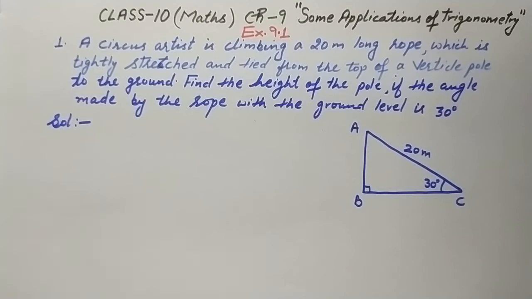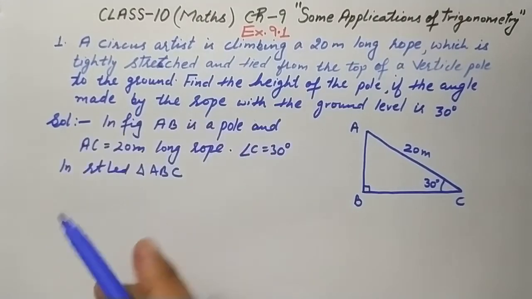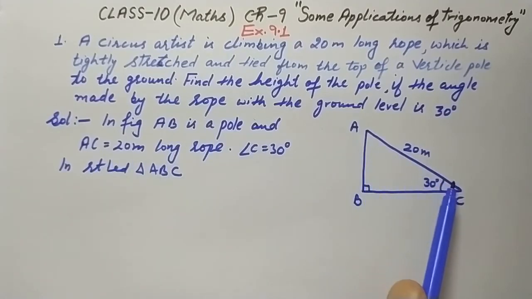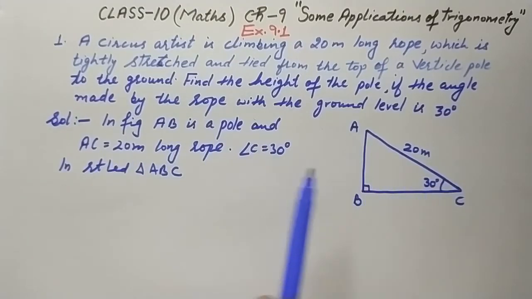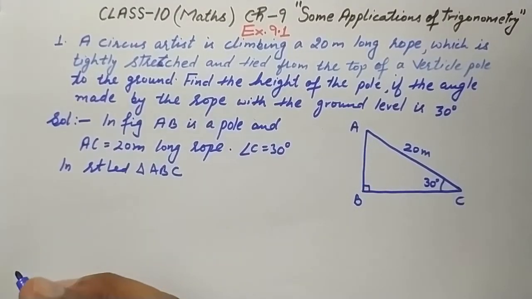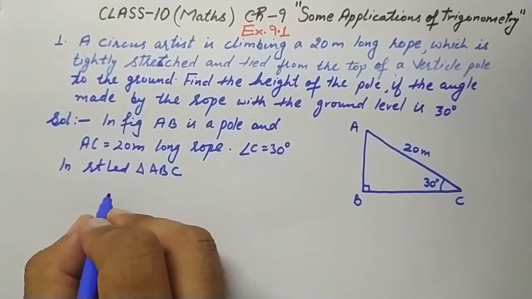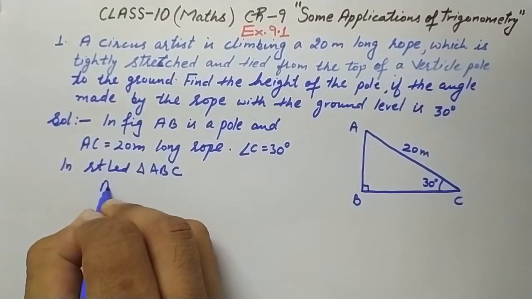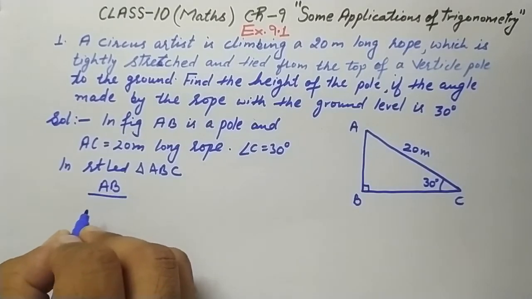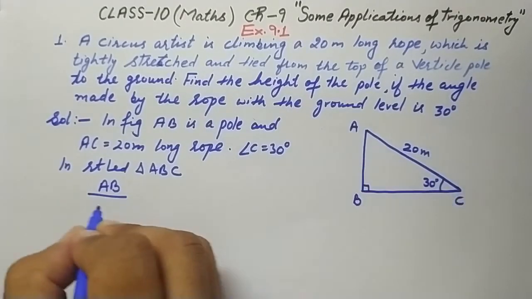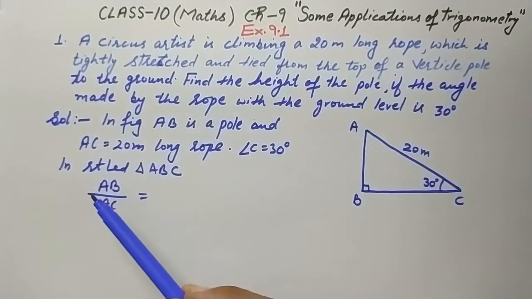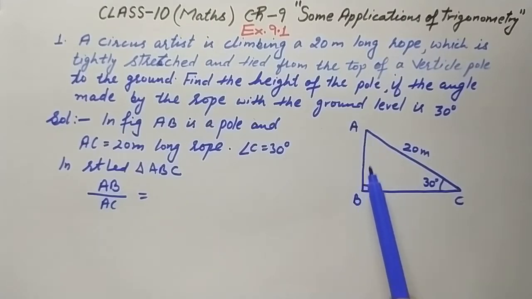So let's write what is given in the question. So it's written, in figure AB is a pole and AC is equal to 20-meter long rope, angle C is 30 degree. Now in right angled triangle ABC, so I tell you, whatever you want to find out, that you write in the numerator. So I'm writing here AB because I need to find out AB, over what is given side, that you write in the denominator, that is AC. Now you see which T ratio will be here. So AB over AC.